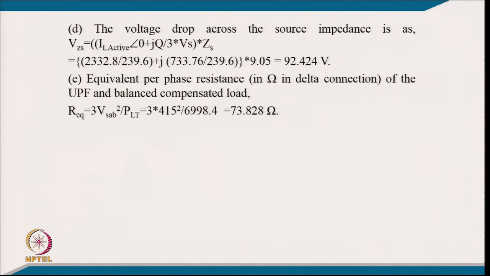And the voltage drop across the source impedance will be equal to that current multiplied by the source impedance. So, we can find out the current and this. So, it comes to 92.424 volt, and the equivalent per phase resistance in the delta-connected equivalent will be R equal to 3 V square by power, where this is the voltage and this is the power. So, it comes to 73.828 ohm.